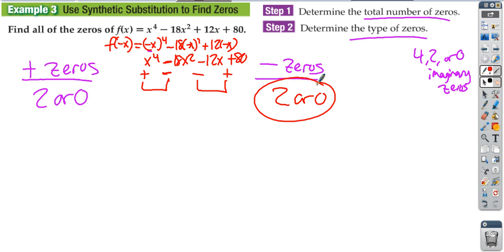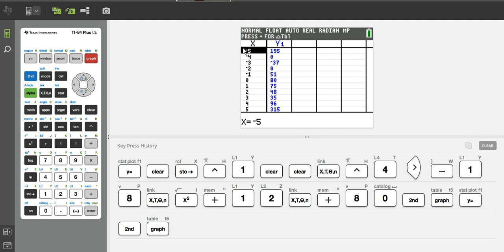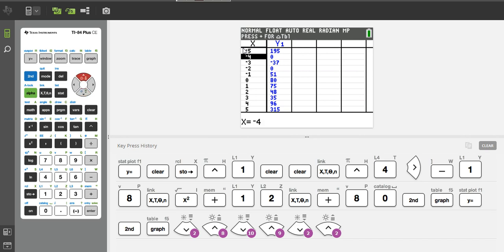We know that we're looking for potentially 2 or no positive and 2 or no negative. So what I've done is put that equation into the calculator. And I go to second graph, which is second table. And then it gives you basically a table of all the numbers that you would get when you plug in to that function. So we can see right away, if we look at negative 2, that's a 0 right there. And also negative 4. So negative 2 and negative 4, we could use either of those.